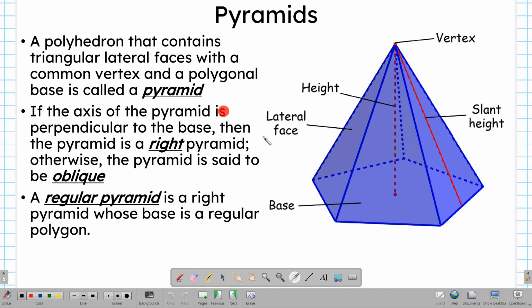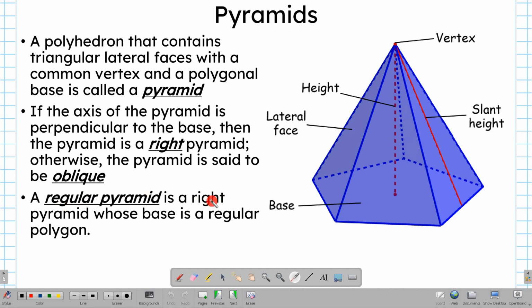If the axis of the pyramid, this line segment here, is perpendicular to the base, then the pyramid is a right pyramid. Otherwise, the pyramid is said to be oblique. The length of the axis is what we call the height of the pyramid.